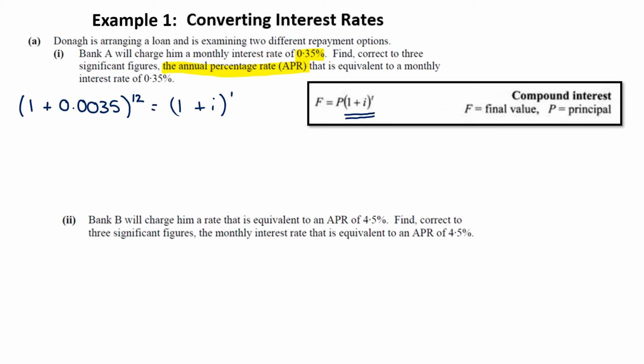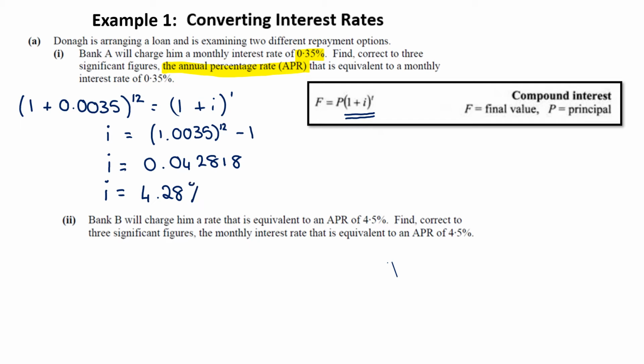So working that through, we can get i is equal to 1.0035 to the power of 12 minus 1. I don't like working with decimals, so if I can avoid it, I will. And we get 0.042818. And that gives us, as a percentage, correct to three significant figures, 4.28%. Significant figures, non-zero numbers.